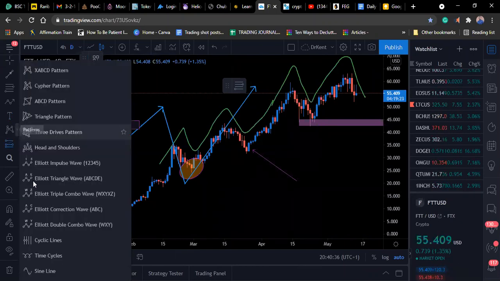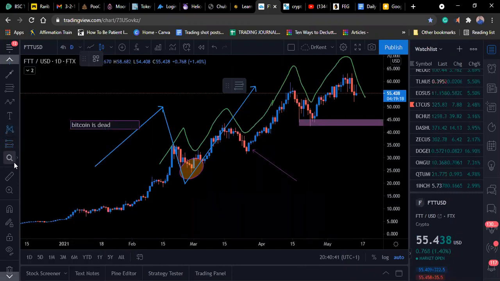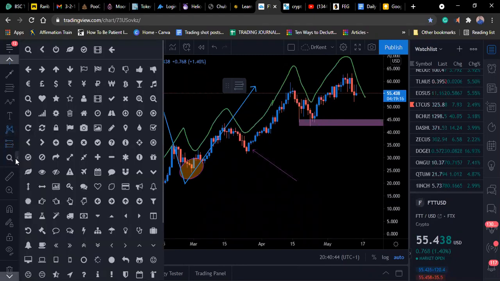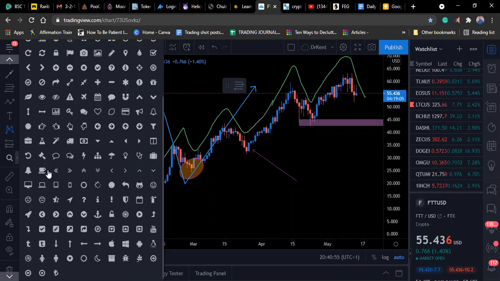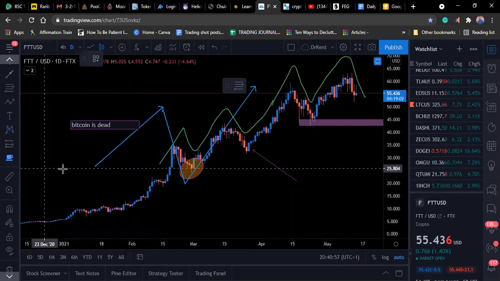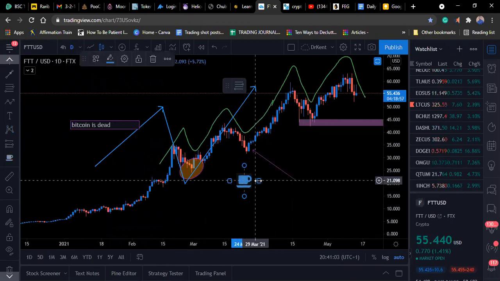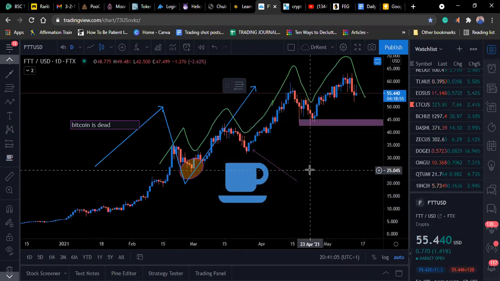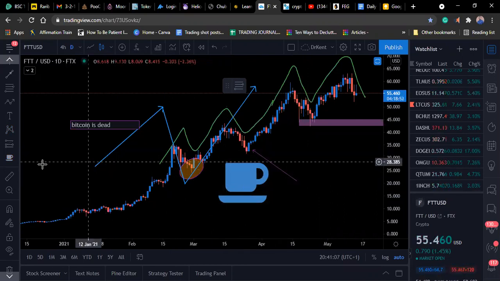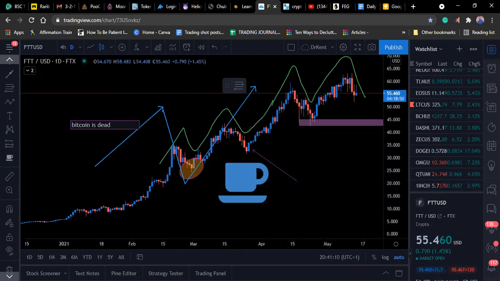Then draw patterns. Now this is getting very complex. I don't really go there so that you don't confuse yourself. Then these are the different signs you can use just to play around. You can use love, small arrow, just click on them. Some people draw a chart and they put a cup on it, a saucer. See the saucer here, cup and saucer. It's just for fun, just to make your chart look funny and interesting. Then let's clear all that.